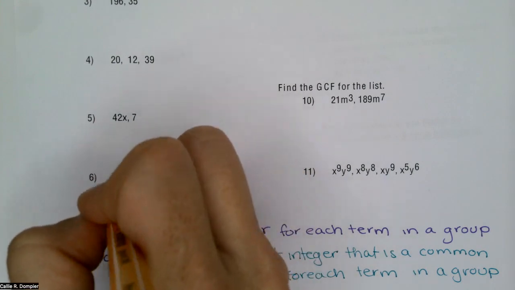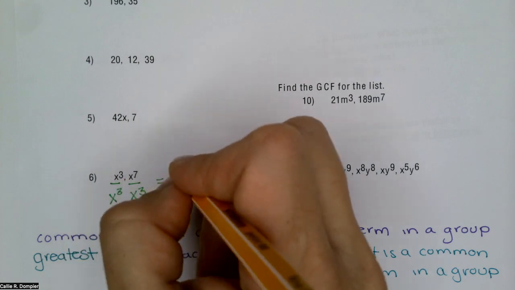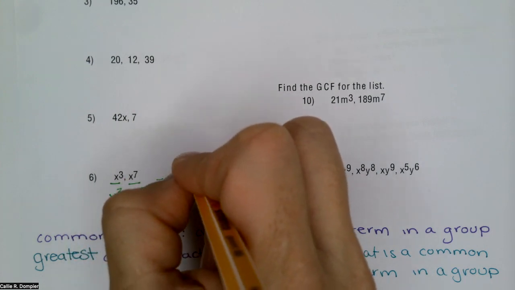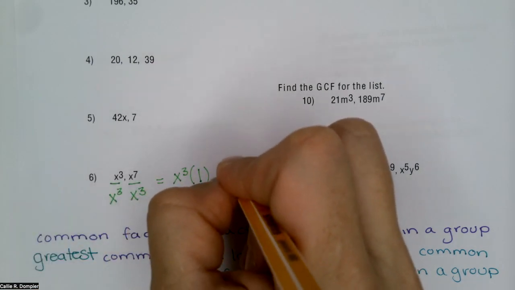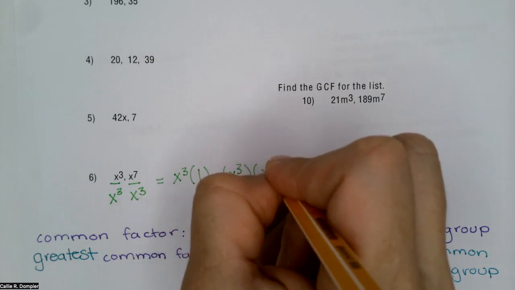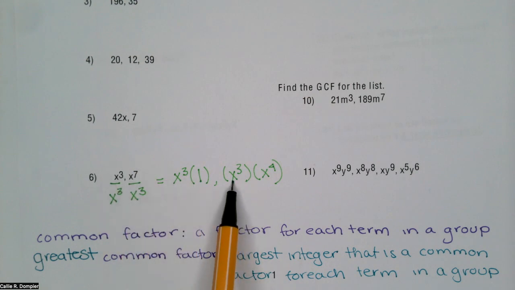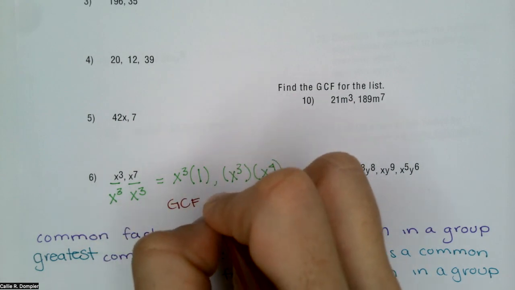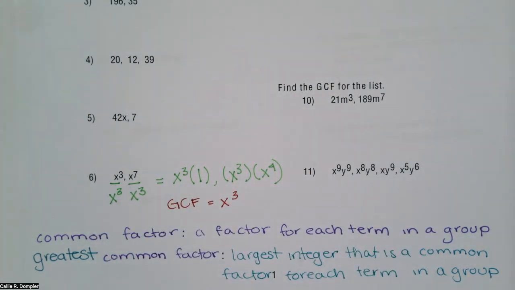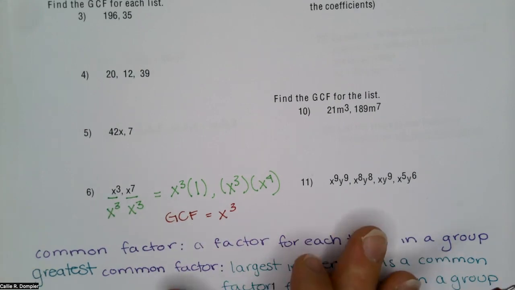If I divide X to the third by X to the third, I just get 1. X to the seventh divided by X to the third is X to the fourth. So X cubed times 1, X cubed times X to the fourth, right? X to the third is X cubed times 1. X to the seventh is X cubed times X to the fourth. So my greatest common factor is X to the third. All we're doing is selecting it out. There's nothing to do because there's not even a sign between them. It's just a list.